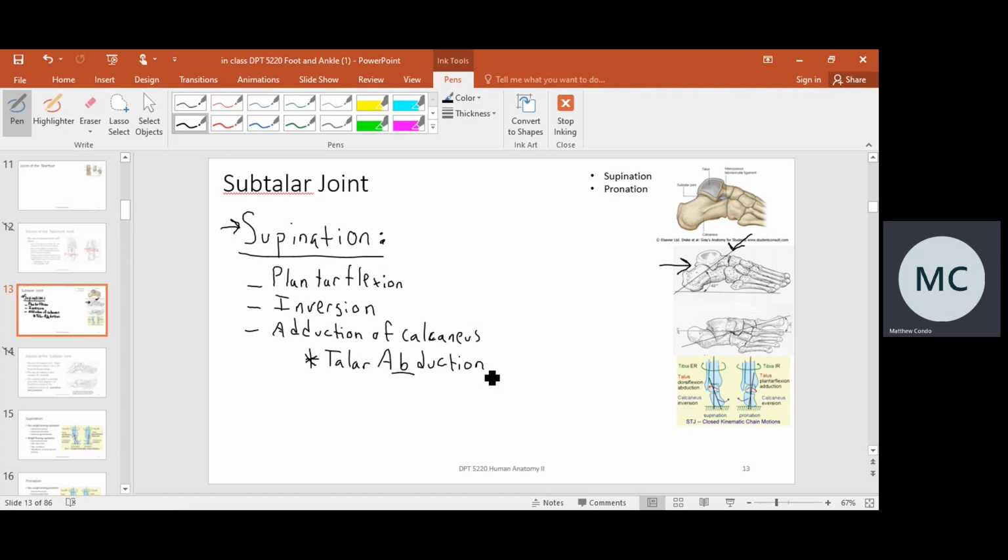So that's what we have to think about. Okay, so supination is one of these combination motions. Now, why is that important? Because if we are going to prescribe a shoe for a person, right? Okay, so that's one thing we've probably seen PTs do. I do it all the time for my patients.